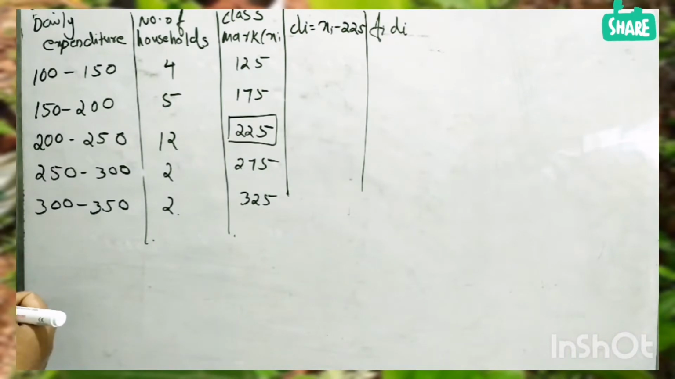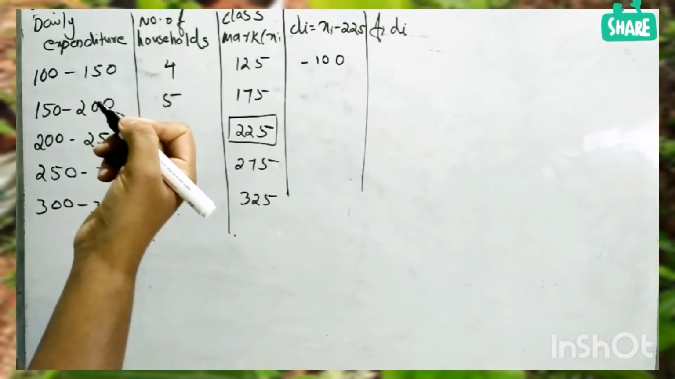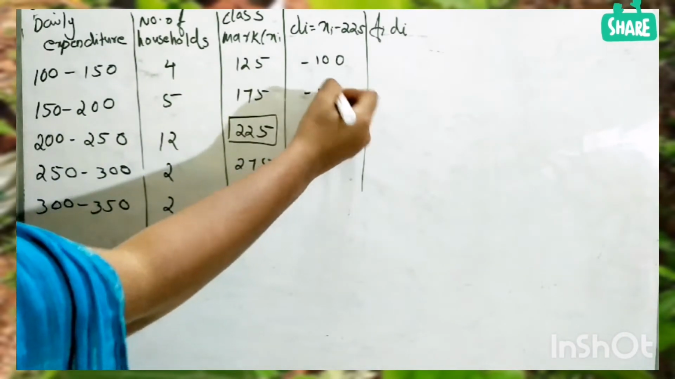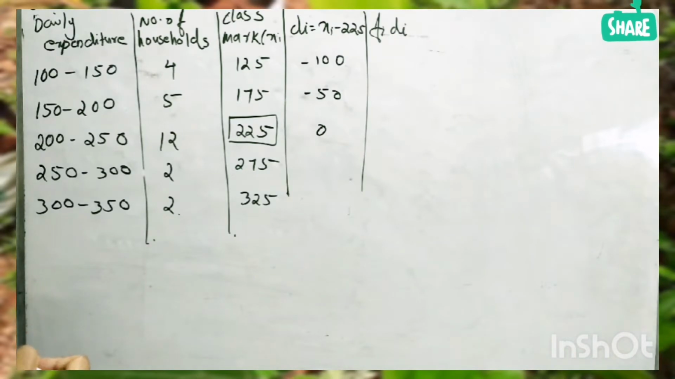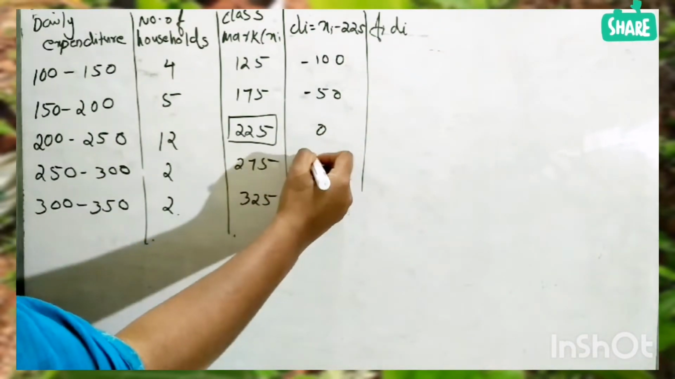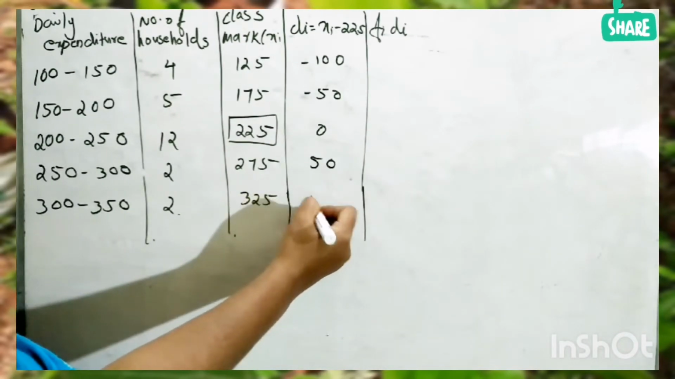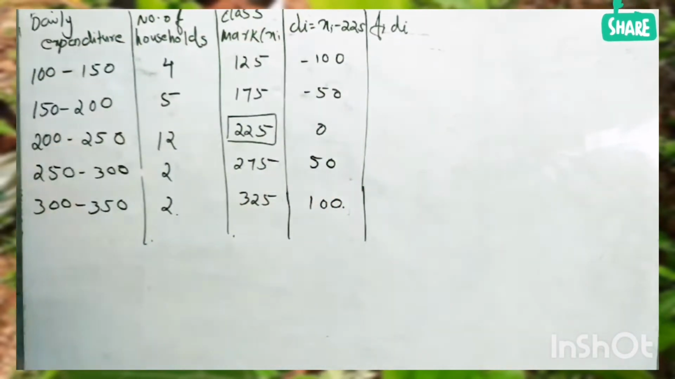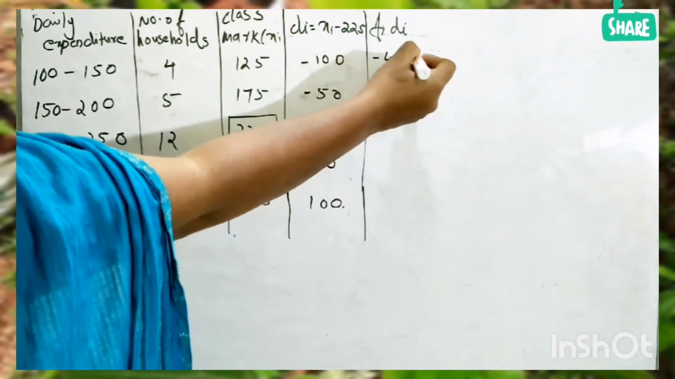So 125 minus 225, that is minus 100. 175 minus 225, that is minus 50. 225 minus 225, 0. And 275 minus 225, 50. 325 minus 225, 100.